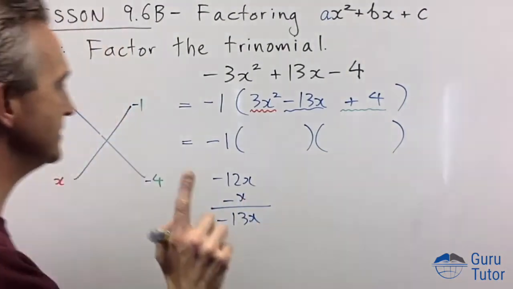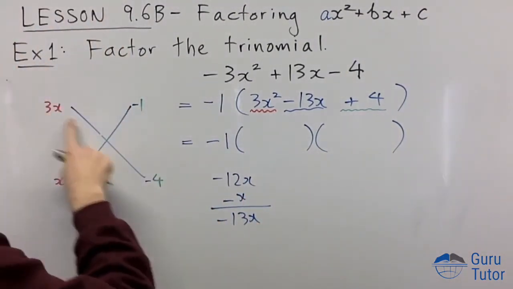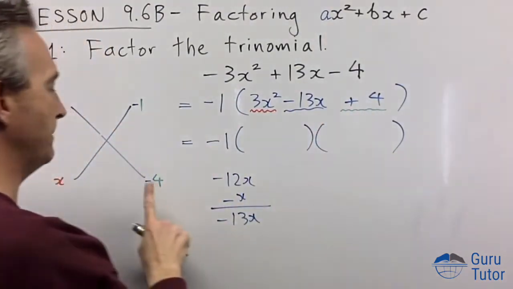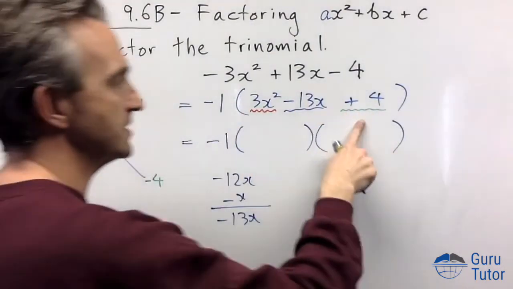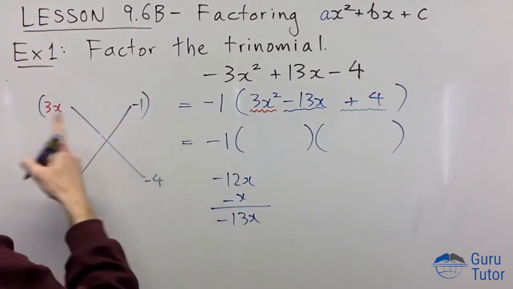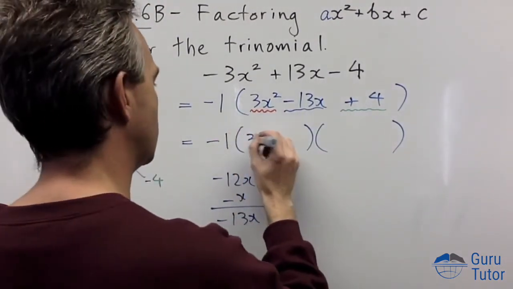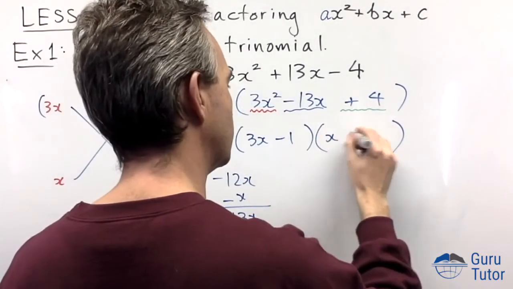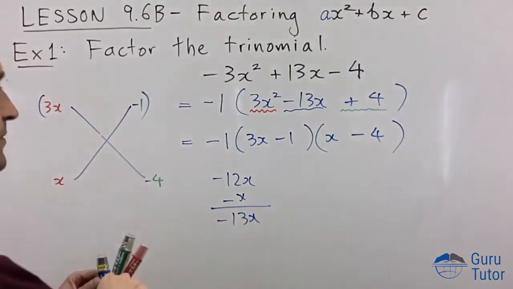Final check, don't forget this final check. Does this times this equal this? Yes, it does. Does this times this equal this? Minus 4 times minus 1 equals plus 4? Yes, it does. We've got it. So this factors to 3x minus 1 and x minus 4. And that is the final answer.